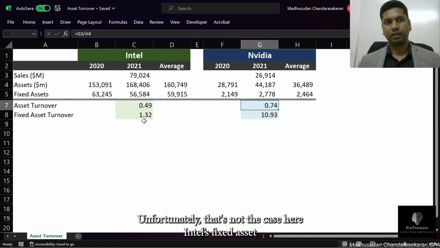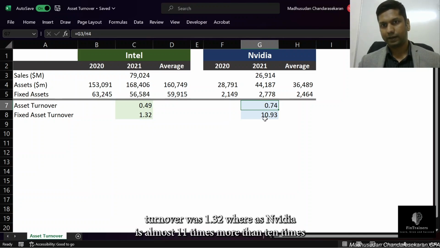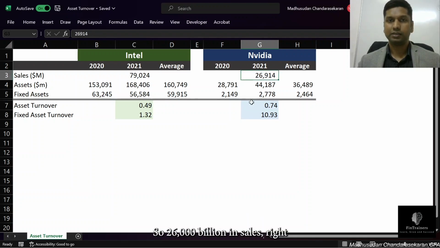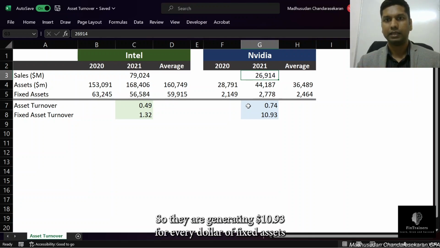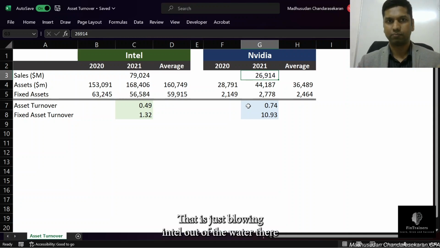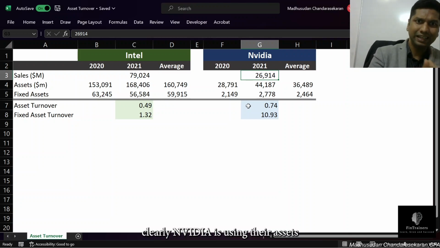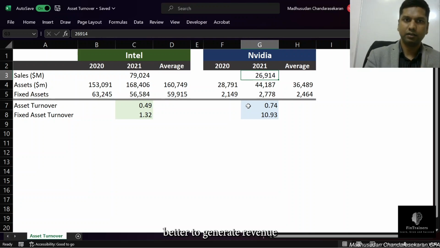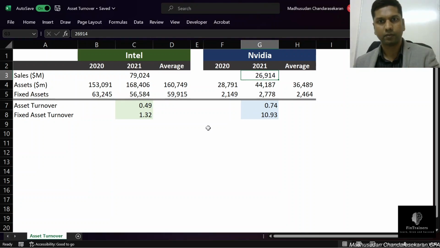Intel's fixed asset turnover was 1.32, whereas NVIDIA is almost 11 times, more than 10 times, right? So 26,000 million in sales with just 2,464 million of fixed assets, so more than 10 times. They're generating $10.93 for every dollar of fixed assets. That is just blowing Intel out of the water there, right? So clearly NVIDIA is using their assets better to generate revenue.